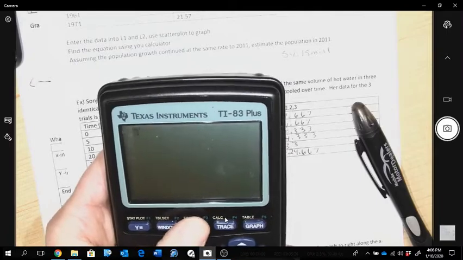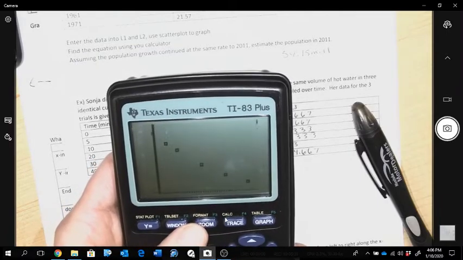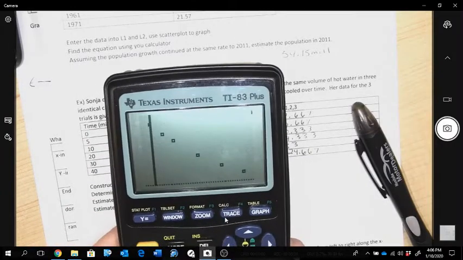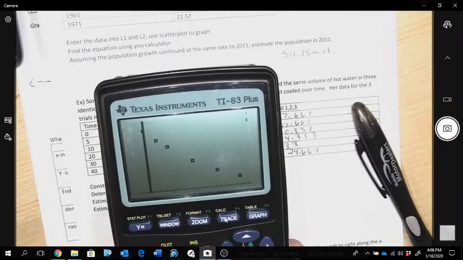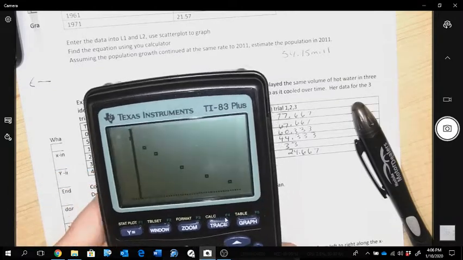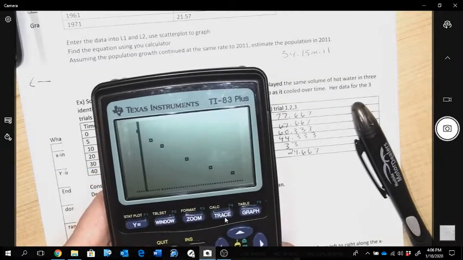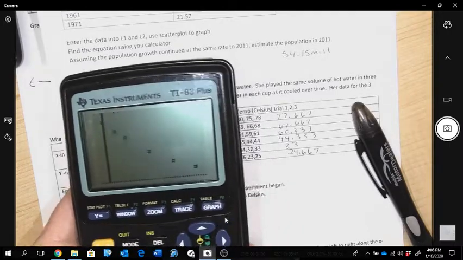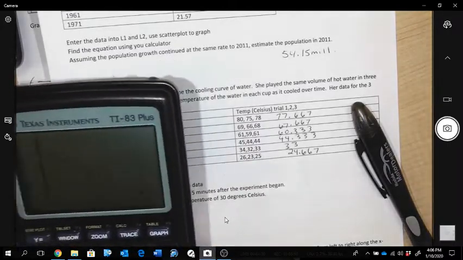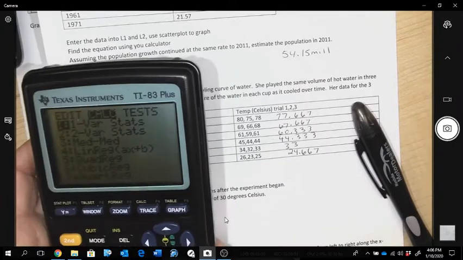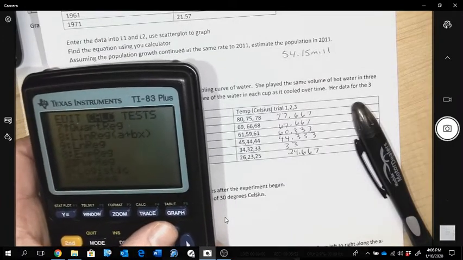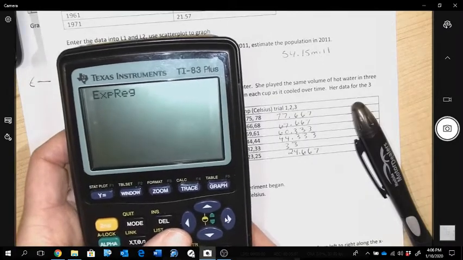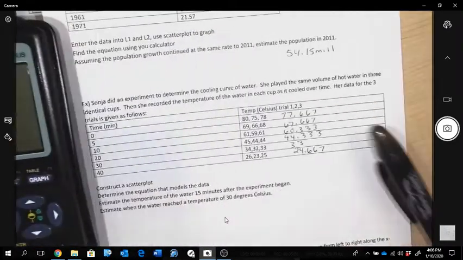Okay, and I'm also going to zoom 9. So that's what my points look like, and I can see a curve exponentially, and it's a decreasing one, so I know my base is going to be a fraction. Okay, so I'm going to go to Stat, Calculate, and I'm going to get an exponential. Stat, Calculate, Exponential. And here is my equation.